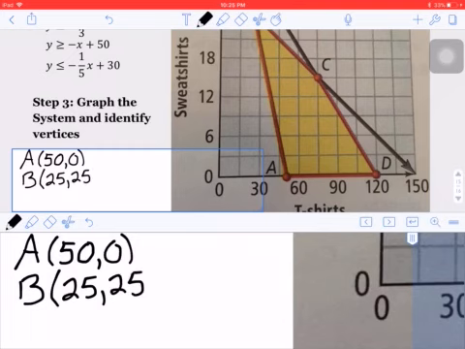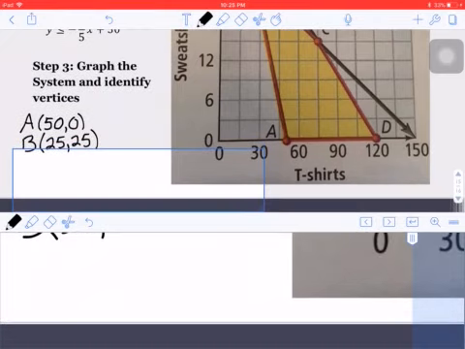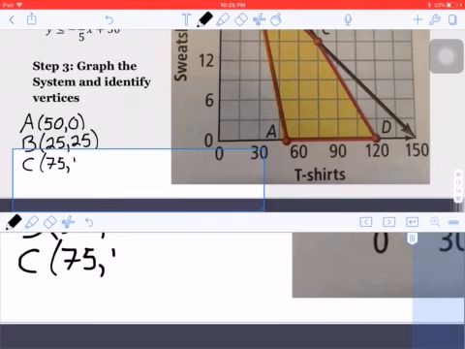Remember, always go right or left first, then up or down. And then we've got C, which was actually at the point 75, 15. X was 75, Y was 15. And then D was a point 120, 0.